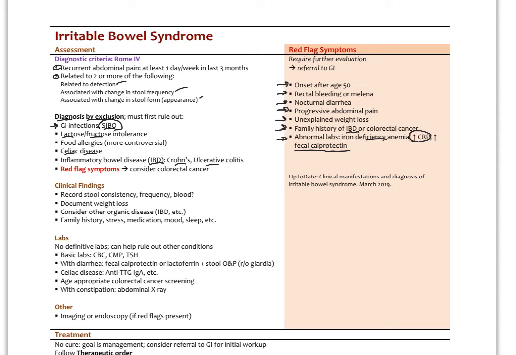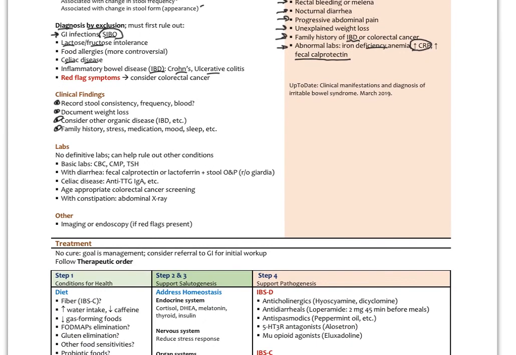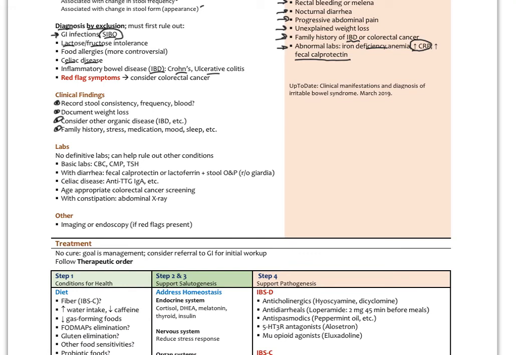So for our clinical findings, we really need to record the stool consistency, frequency, if there's blood, document any weight loss, consider any other organic disease like IBD, and then look at family history, stress, medication, mood, and sleep, all of those together. There's no specific lab test for IBS. Again, this is a diagnosis by exclusion, but we can look for the typical anemia with the CBC, thyroid function, electrolytes. TSH is your thyroid screening test.